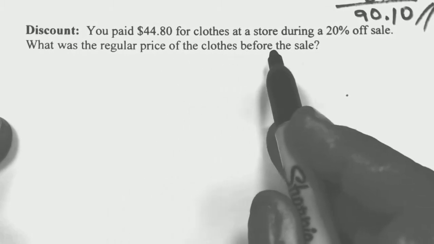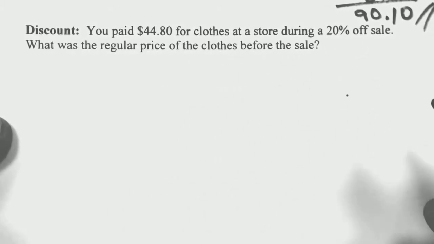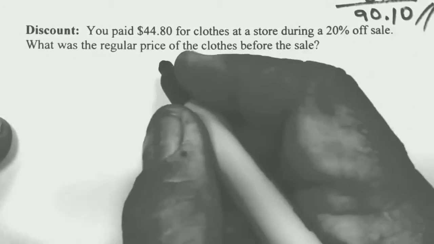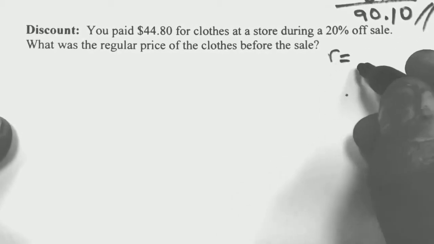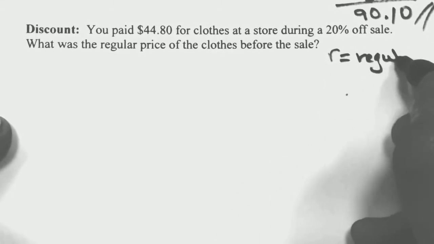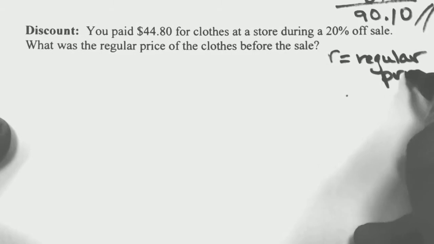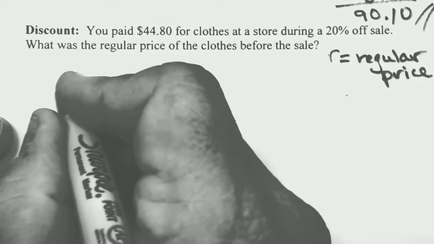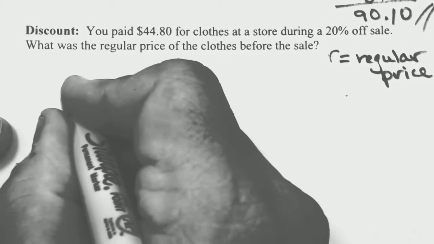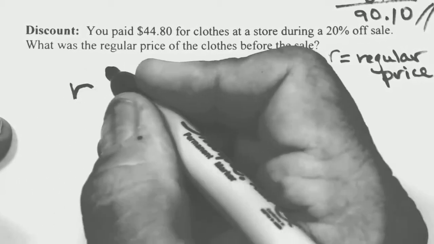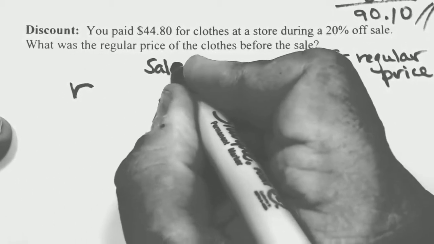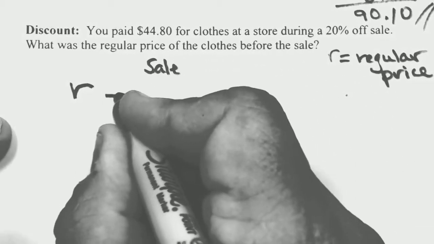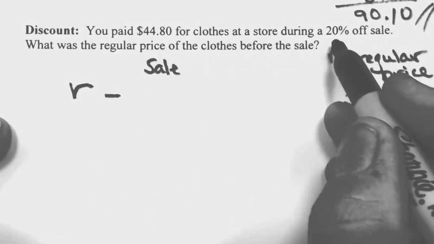What was the regular price of the clothes before the sale? Well, let's say that R equals the regular price. Okay. Now, what are they going to charge you? Well, if it wasn't the sale, you would have paid the full R, but because of the sale, they are subtracting an amount from that. And what is it?